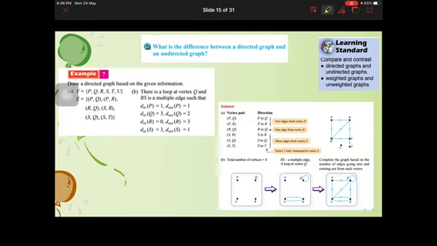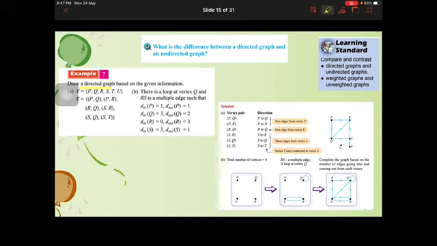Now let's look at example 7. Draw a directed graph based on the given information. We have V equals PQRSTU, so the vertices are P, Q, R, S, T, U. The edges are PQ, PR, RQ, SR, SQ, and ST. This is a directed graph, so the starting and ending points are very important. You must follow them.